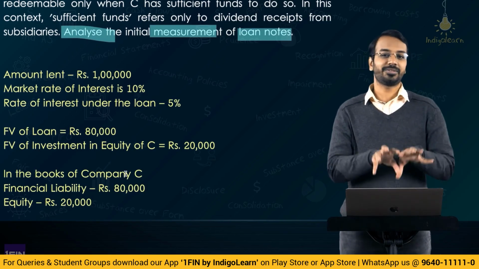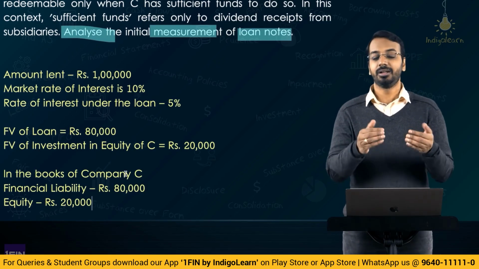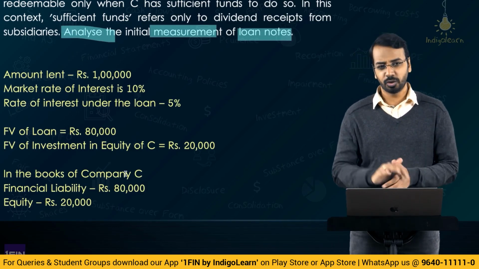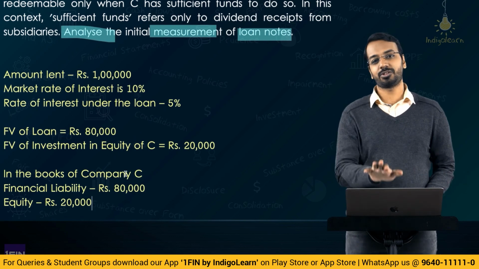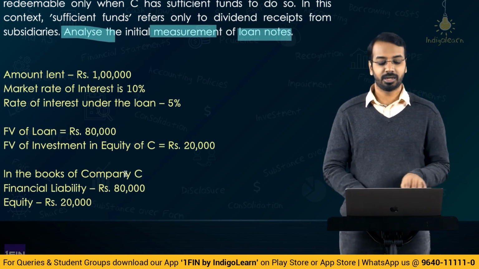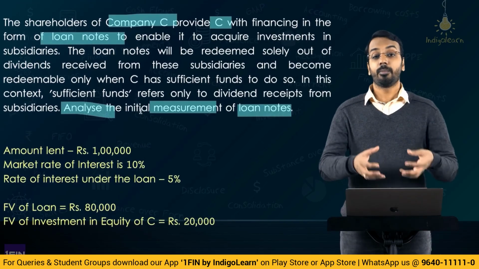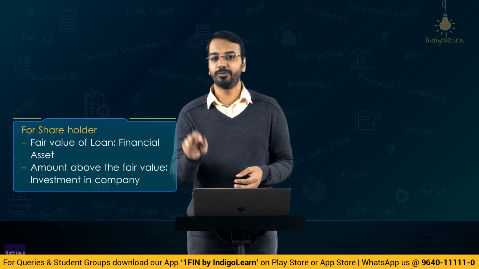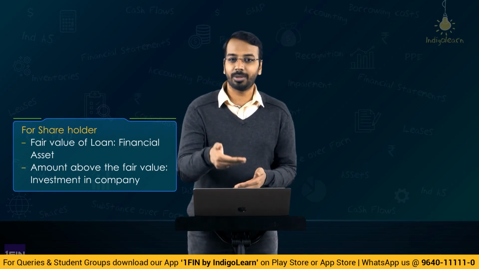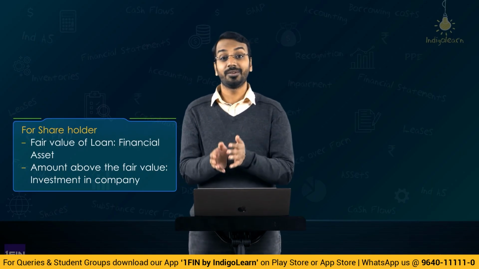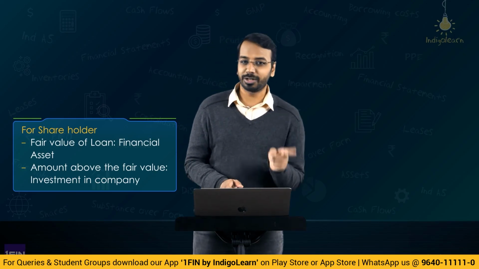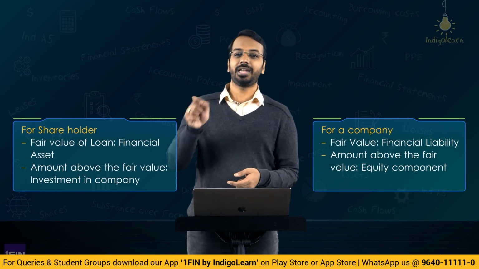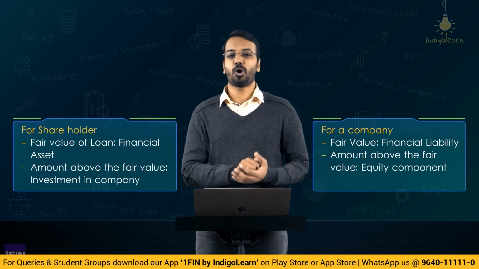And now how do you determine this fair value? Considering the expected pattern, considering the expected repayment of interest, considering all of these, you will calculate the fair value. In examination, you will be given the information, and based on that you have to prepare the answer. But here, initial measurement by the shareholders will be considering the fair value of the loan given. That loan fair value will be the financial asset. Any amount over and above the fair value can be considered as investment in company C. And from the point of view of the company, the fair value will be the financial liability and the amount received over and above the fair value will be the equity component.